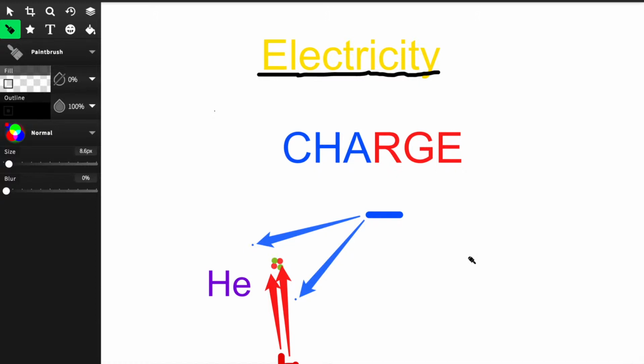We're going to be talking about electricity, but not just any kind of electricity. Specifically, we're going to be talking about charge. What is charge? Not the kind that armies do on battlefields, but the electrical kind.